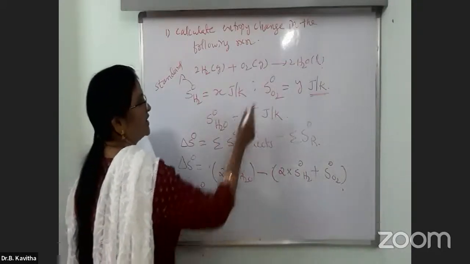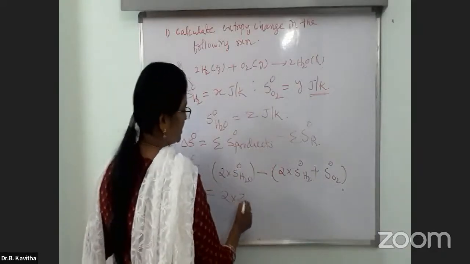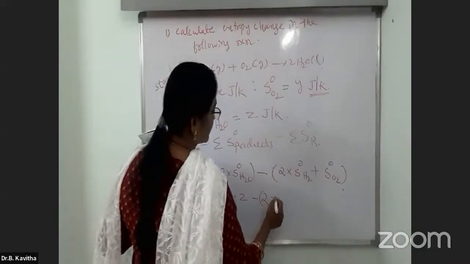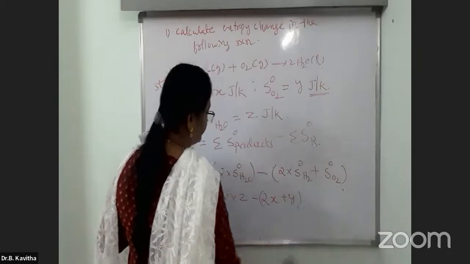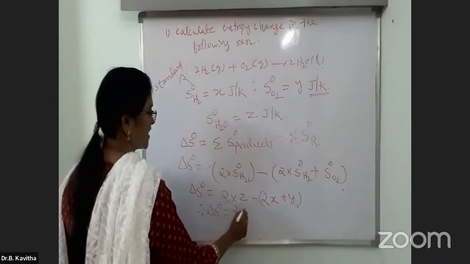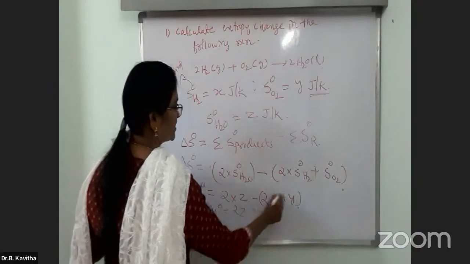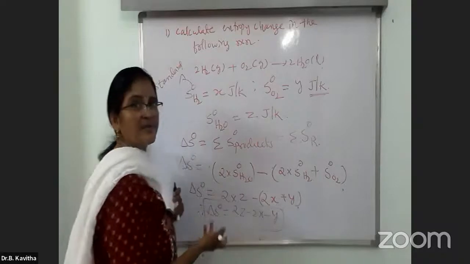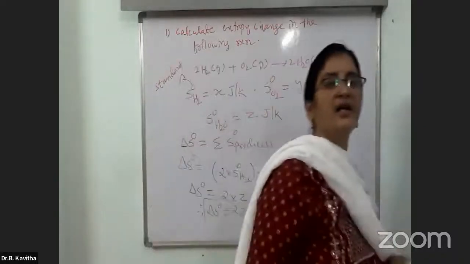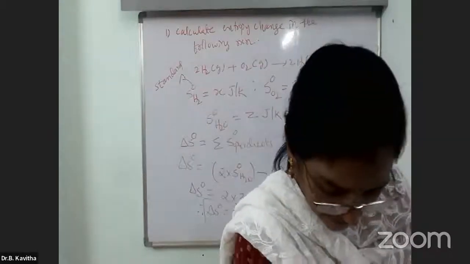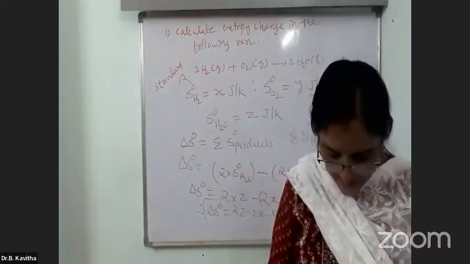2 into S0 of H2O is Z, minus, keep bracket, 2 into S0 of H2 is X plus 1 into Y. Therefore, delta S0 here is 2Z minus 2X minus Y. That's it. You substitute the values and directly you can write like this. So for a given chemical reaction, you can calculate the change in entropy.